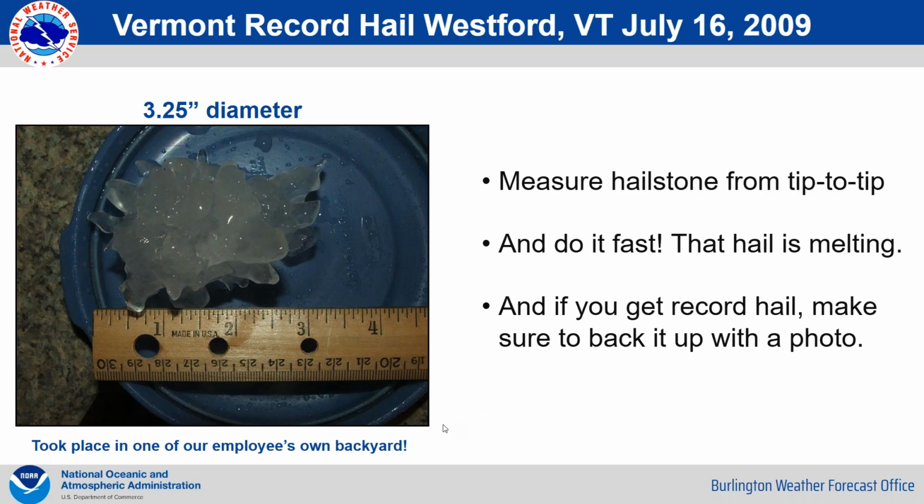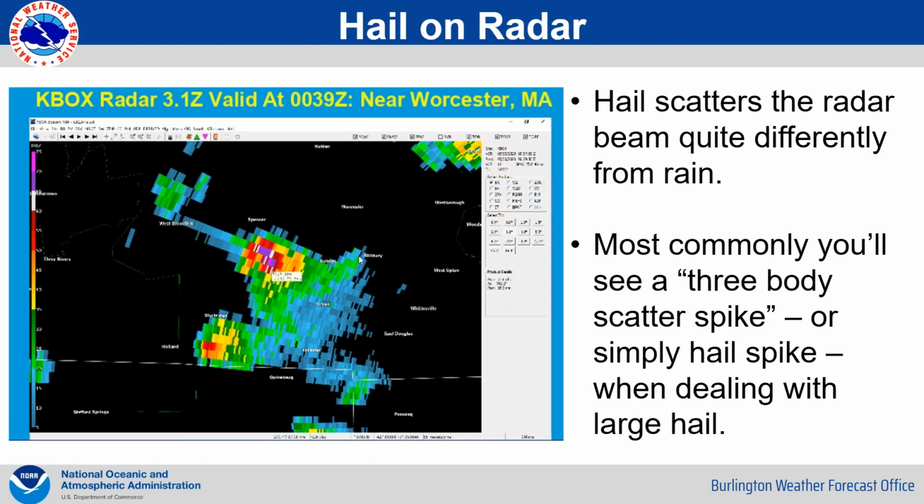To record hail, measure from tip to tip, no matter how crazy the shape is. Measure it from one end to the other, and be sure to have your ruler. And if you think you may have a record hailstone, be sure to take a picture for proof. In fact, Vermont's record hailstone happened to fall in the backyard of one of our employees. So measure tip to tip and do it fast, because on most days where it's hailing, it's going to be 70 to 80, 90 degrees. So be sure to take it fast because it'll be melting.